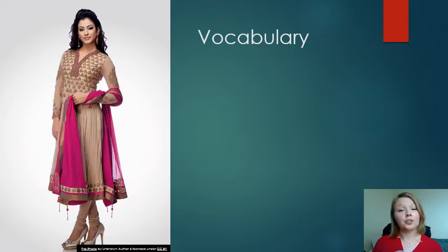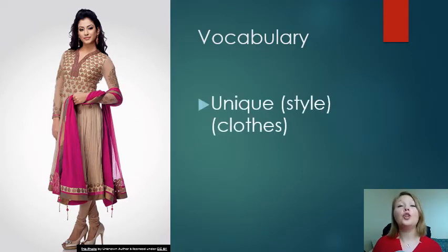The last picture and the last vocabulary word we're going to look at is unique. Unique means it is different from what other people wear. So we could say unique style or unique clothes. This means maybe your fashion does not look like what many other people wear. It's just your personal style or your personal clothes.